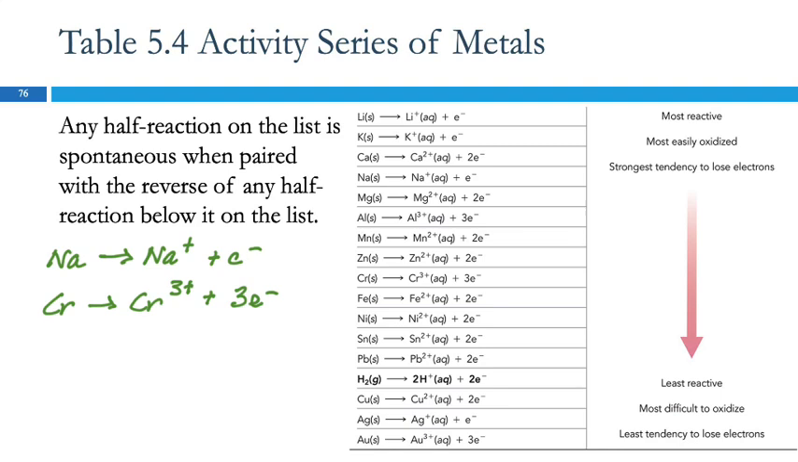So let's say that we had solid sodium and chromium chloride. And those could become chromium plus 3 sodium chloride.